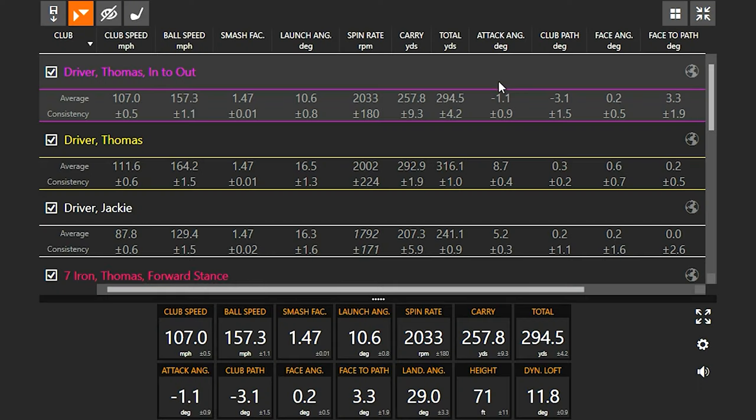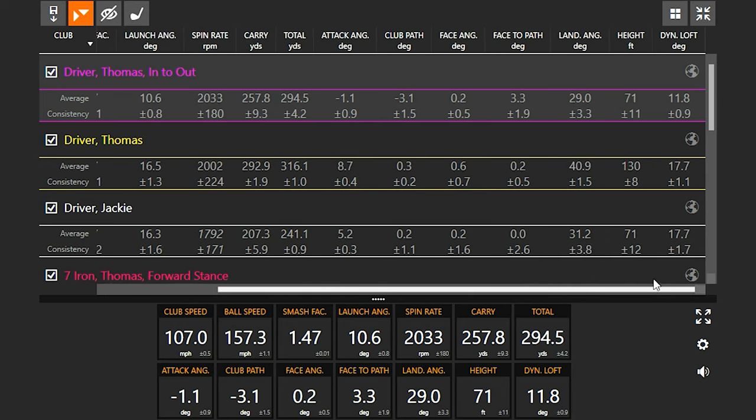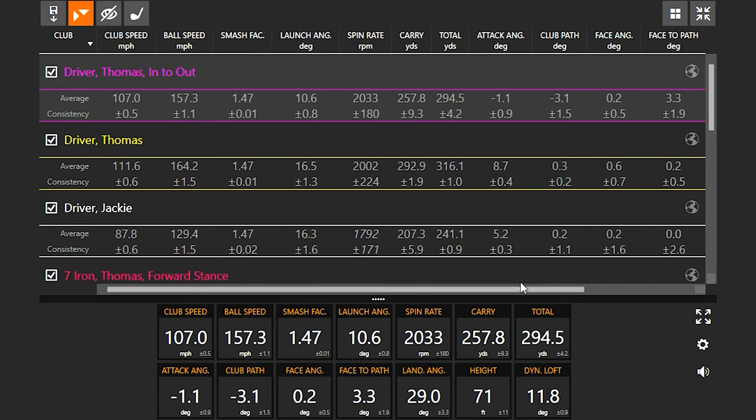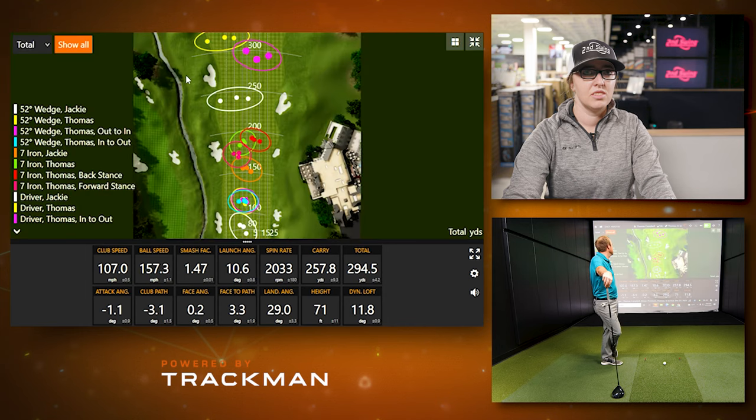And you actually almost got that Tour Pro attack angle there, minus 1.1. So that was good. There's no doubt, I look at the carry distance there, we're talking 35 yards is what I lost in carry distance. There's no golf course that I'm going to play when the conditions are soft that is going to roll out to that distance that we were seeing there.